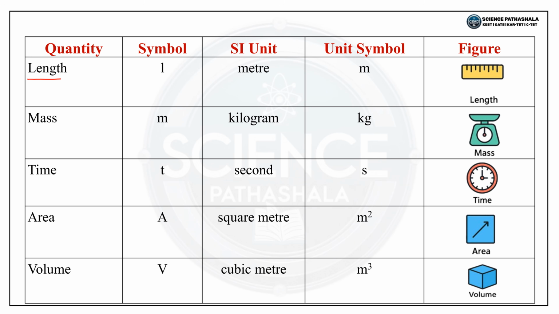Next, length. Length means how long an object is. The symbol is small l. The SI unit is meter and the unit symbol is small m.